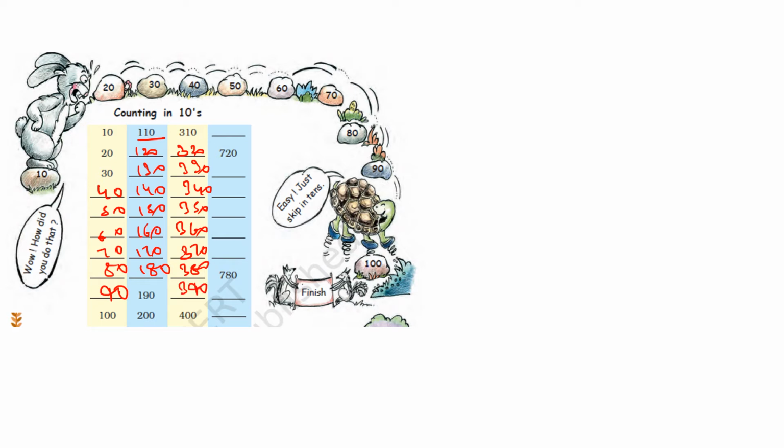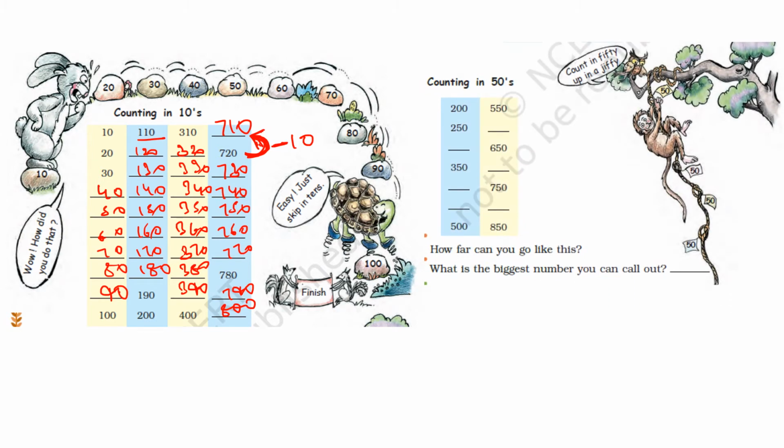Okay. Here we are not given the first number. What will we do? We usually add to get to the second number, so we will subtract to get to the first number. Subtract by 10. So 710. Clear? And then we will add as usual. Clear? Now we will do the same for 50. 200, 250, 300, 350, 400, 450, 500, 550, 600, 650, 700, 750, 800, 850.